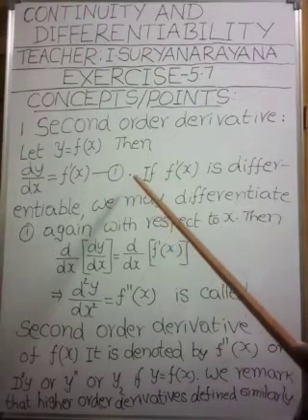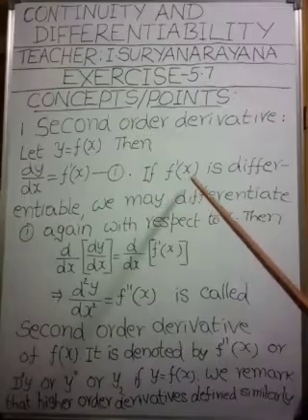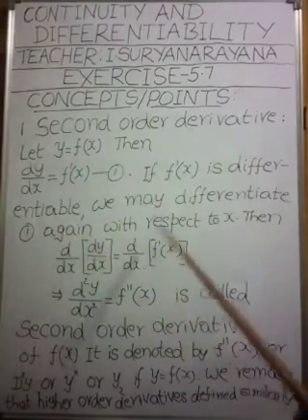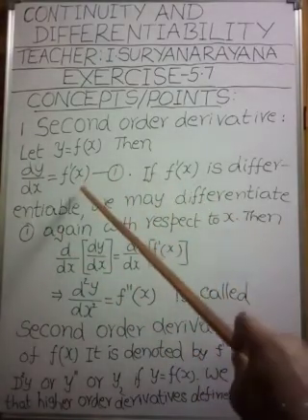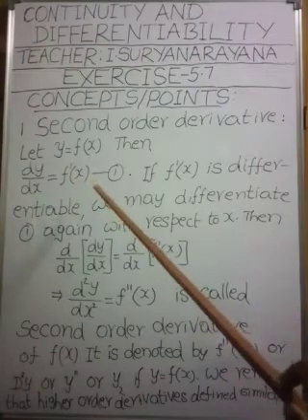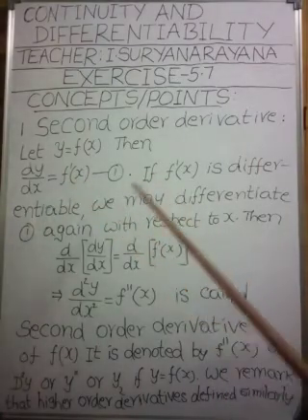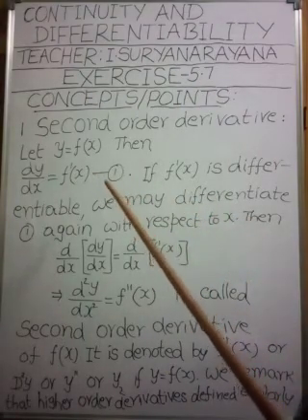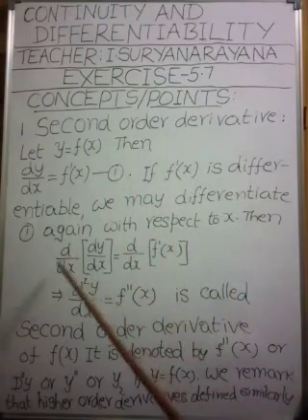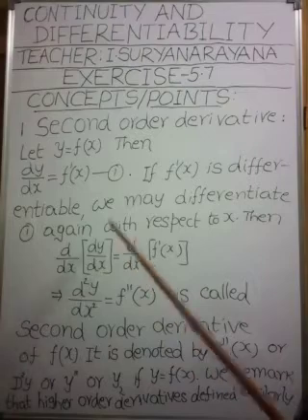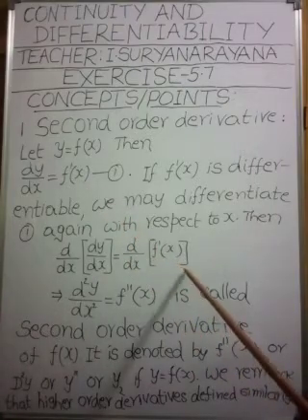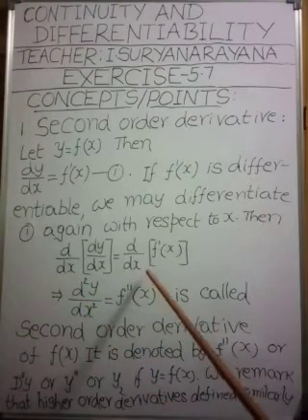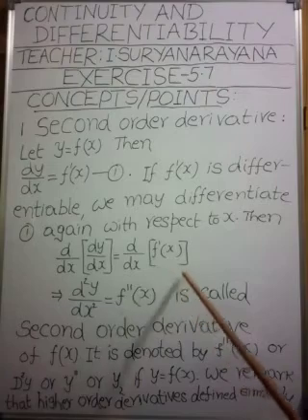Okay, my children. If f dash of x is differentiable, we may differentiate equation 1 again with respect to x. If this function is again differentiable, then we can differentiate this function with respect to x again. Then what would you write on both sides? What is the differential operator? D by dx. So d by dx of dy by dx is equal to d by dx of f dash of x. Understood this step, my children? I wrote the differential operator d by dx on both sides.